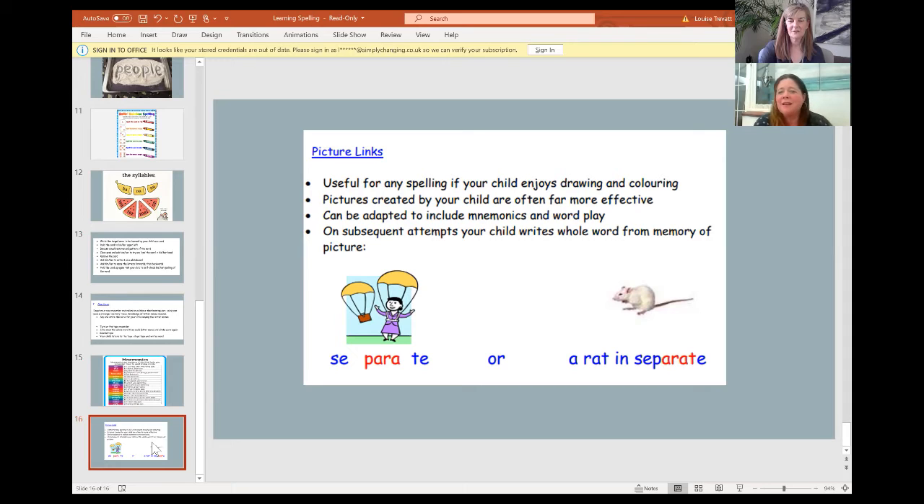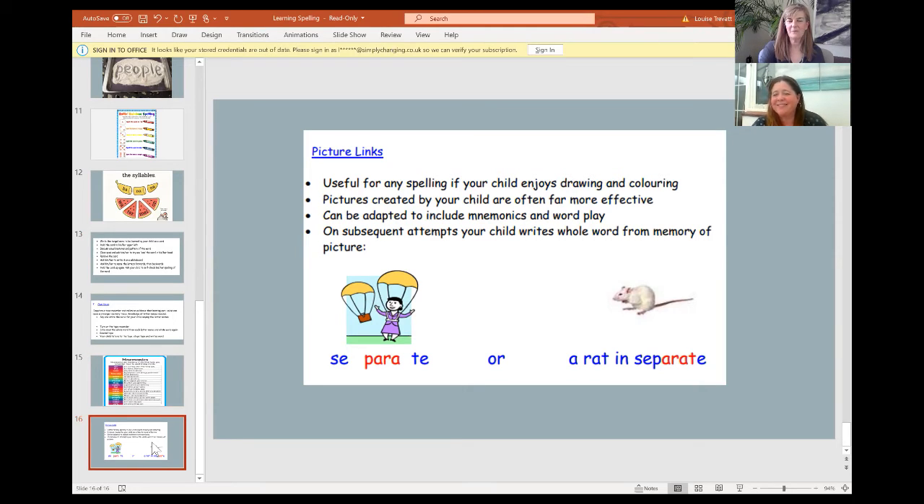Yeah. But things that are helpful, for example, the rat in separate is brilliant, because many people spell separate SEPERATE, and actually if you think there's a rat in the middle of it, that will help you to remember. And then you've got the para, like a parachute, in the middle of separate. So just nice little ideas there.